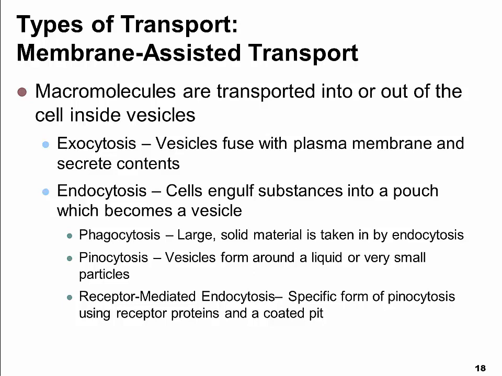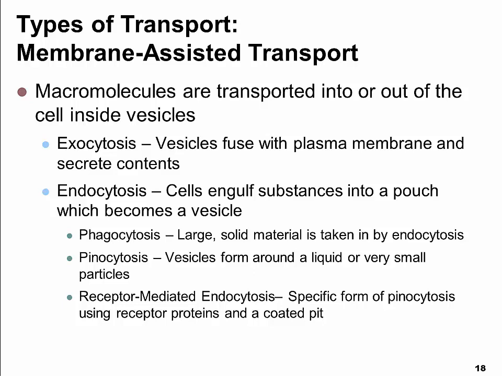So upon binding, a vesicle forms. Let me restate that. In the case of receptor-mediated endocytosis, we have a ligand that binds to a receptor on the plasma membrane, and a vesicle forms in response to that. And so what the cell originally wanted was that ligand that's binding to the receptor.